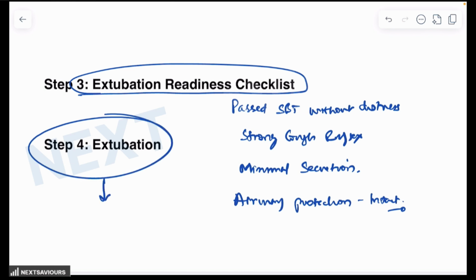Now, suction secretions thoroughly, deflate the endotracheal tube, remove the tube while the patient is still coughing to clear any remaining secretion, provide oxygen via nasal cannula or face mask, and monitor the patient closely for 24 hours for any sign of respiratory failure. So this is how the extubation is performed.